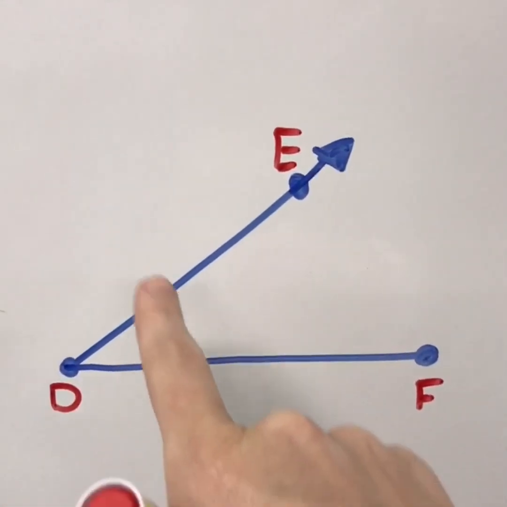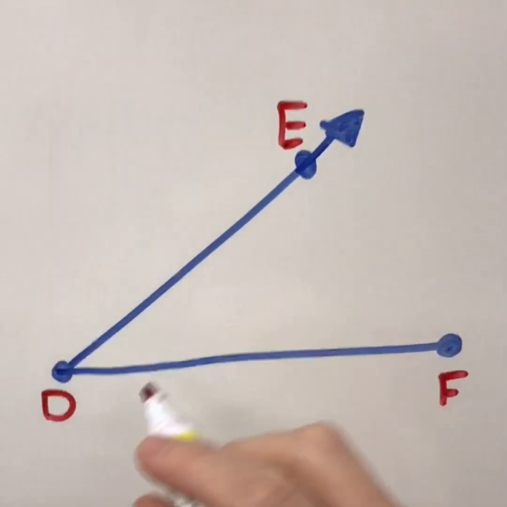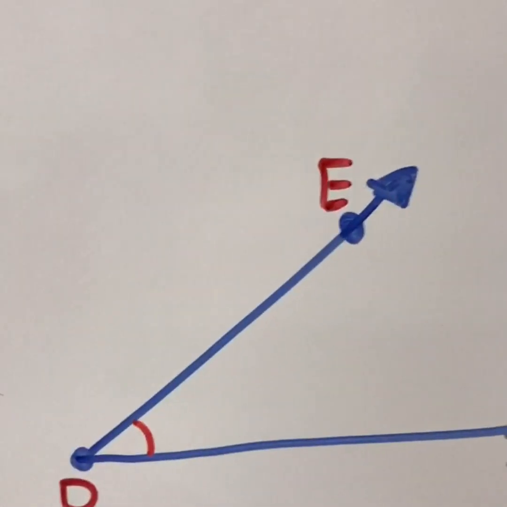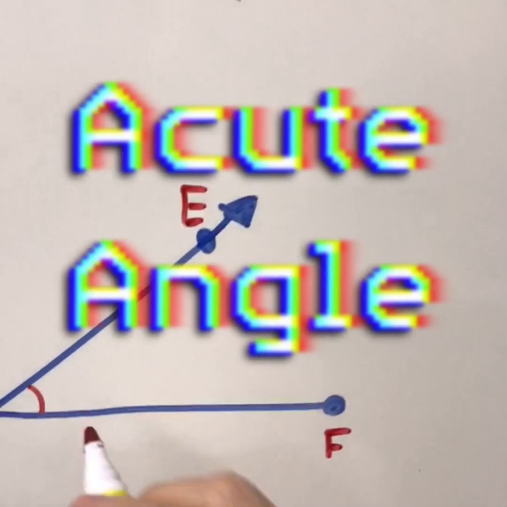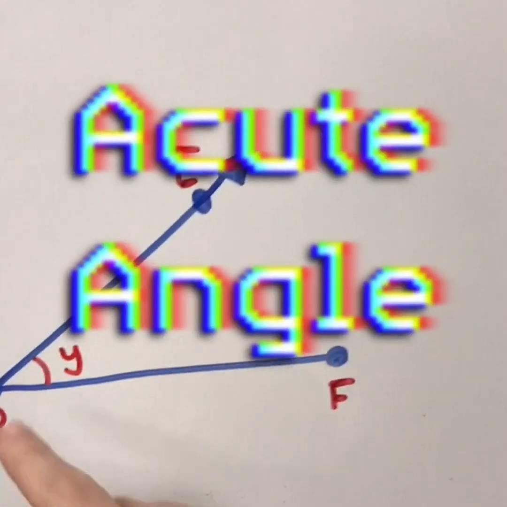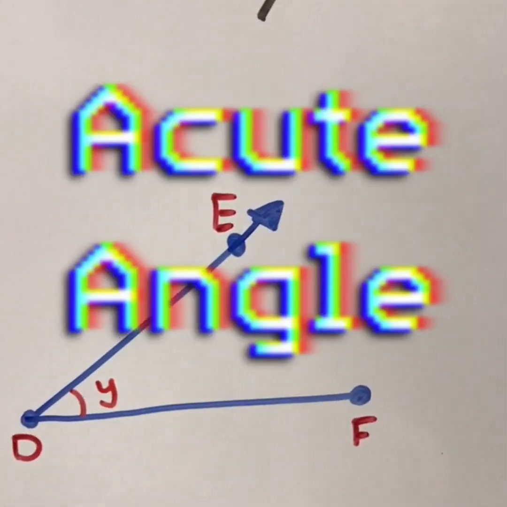Now we have a ray going this way and a line segment down here. Now they're closer together, aren't they? Let's measure how far ray DE has turned away. It's turned away just a little bit. That's so cute. We call this kind of angle an acute angle. Let's call this acute angle angle Y, and we use lowercase letters to label the angles. This is angle Y, and it is acute.